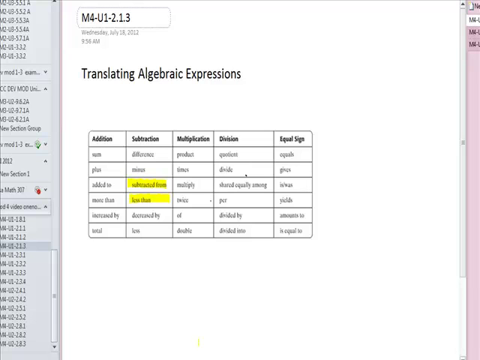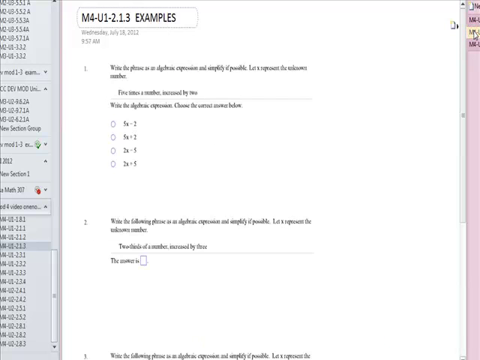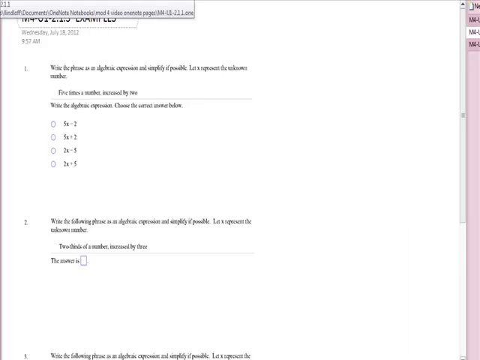So let's look at some translations, and when there is an unknown quantity, we will use variable x. The first ones are multiple choice. It says write the phrase as an algebraic expression and then simplify if possible. Let x represent the unknown. Let me get a little bit bigger screen. There we go. All right, it says 5 times a number.